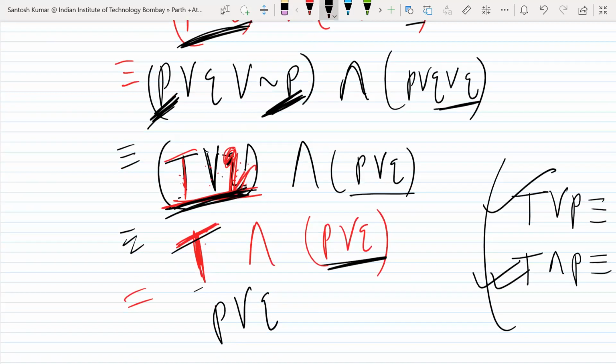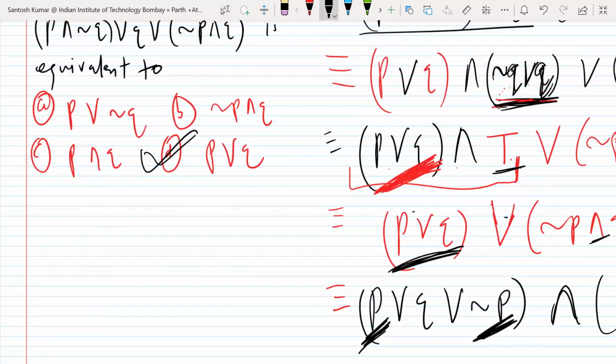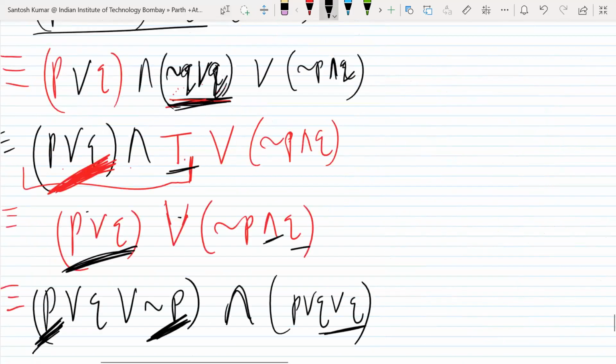So something means maybe true or false. Okay, so this is also done. So option D is correct. Those who said option D is correct, okay, so do carefully. And the other way is the truth table.